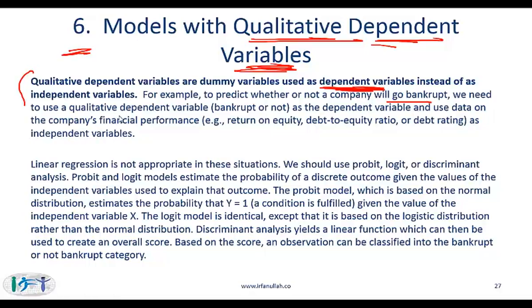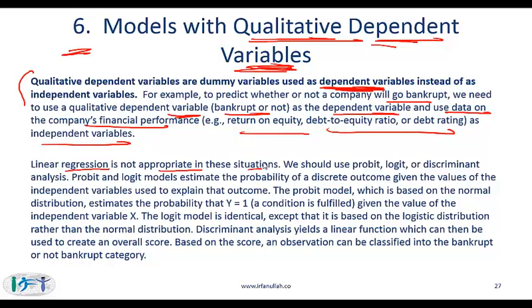We need to use a qualitative dependent variable, which is bankrupt or not bankrupt, as the dependent variable, and use data on the company's financial performance, such as return on equity and so on, as independent variables. Are the independent variables dummy variables here? No, the independent variables are not dummy variables, but the dependent variable is a dummy variable. The point is that when you have a situation like this, predicting a yes or a no, bankrupt, no bankrupt, default, no default, then linear regression is not the right tool to use. Okay, so linear regression is not appropriate in these situations.